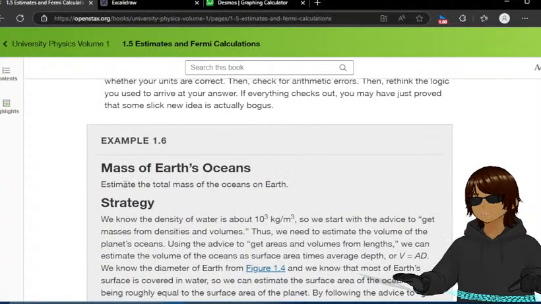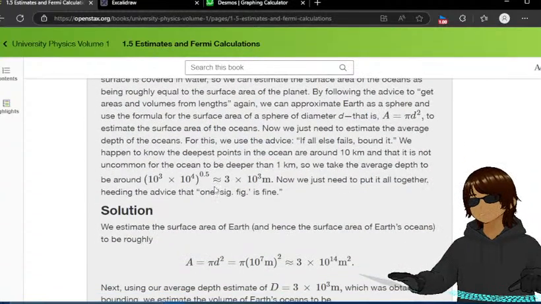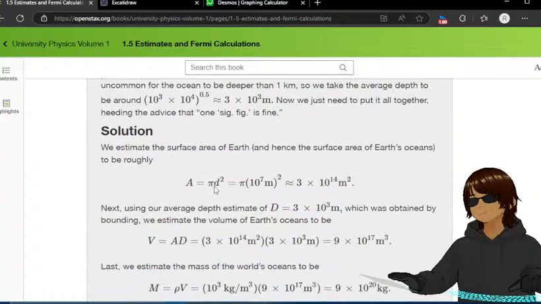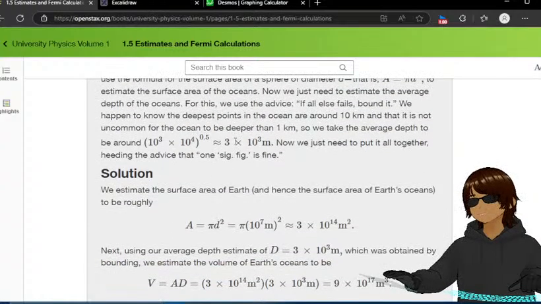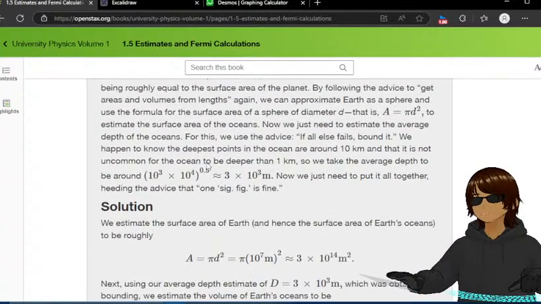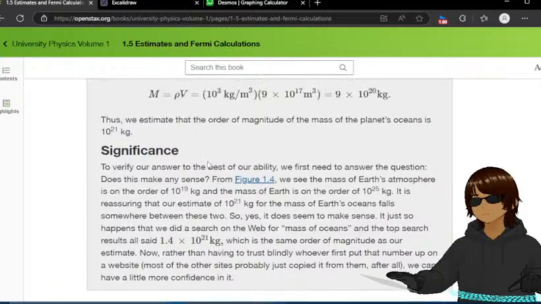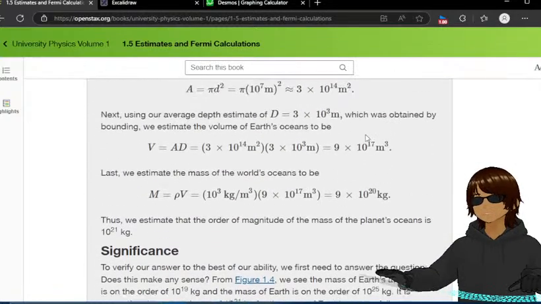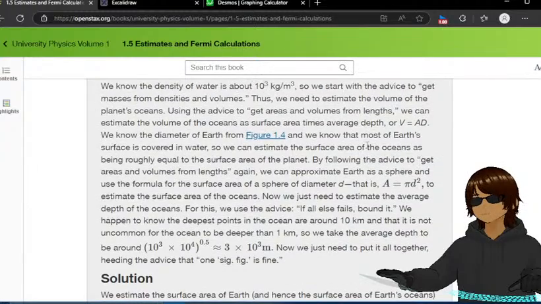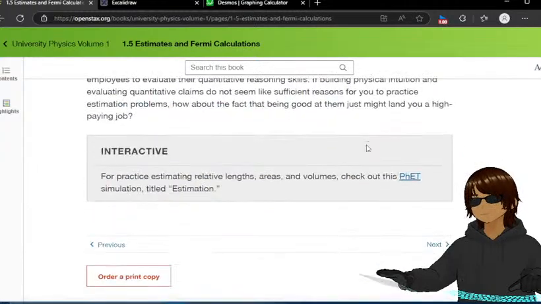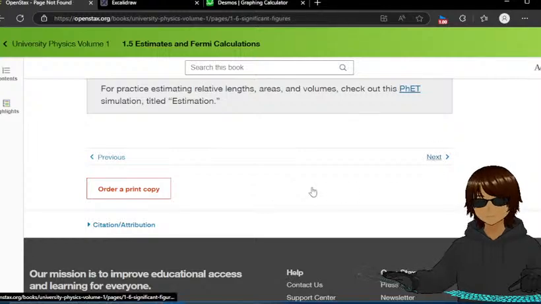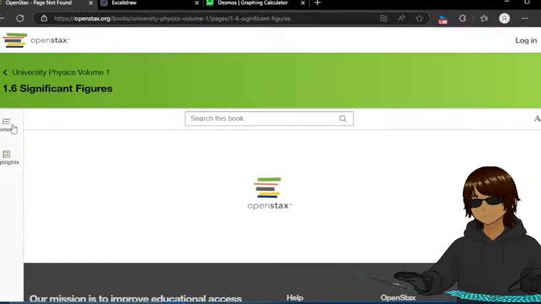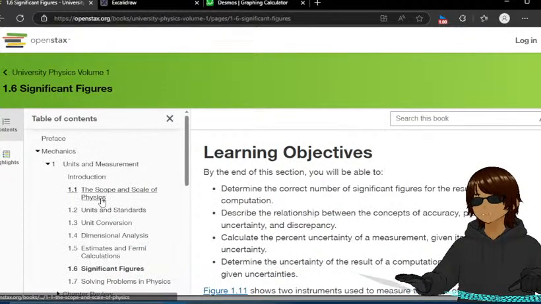Okay. The question they asked was: estimate the total mass of oceans on Earth. They got 3 times 10 to the power of 3. No, wait. Now we just need to put it all together. I think the advice, one significant figure is fine. What did they end up with? 9 times 10 to the power of 20. I should not have spent too much time on that chapter.